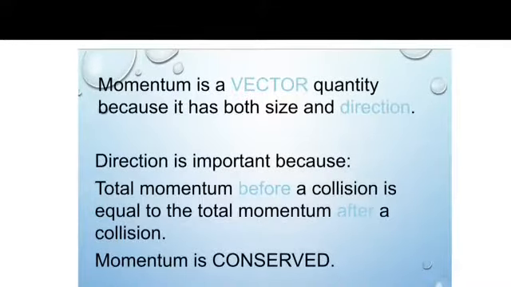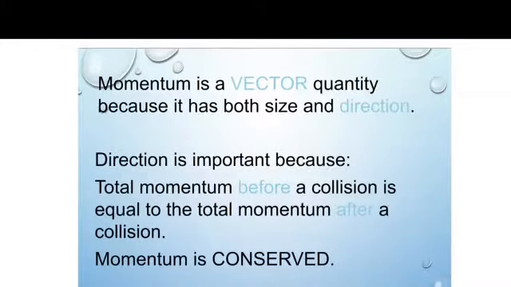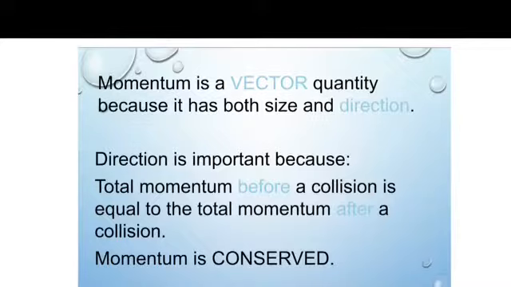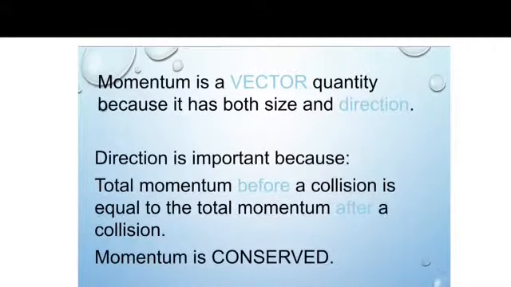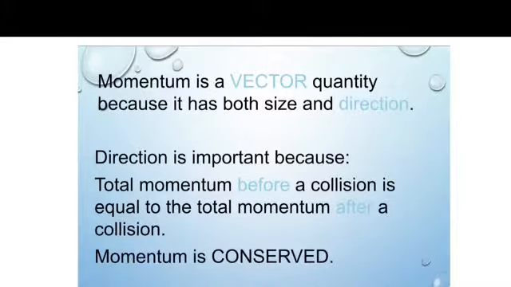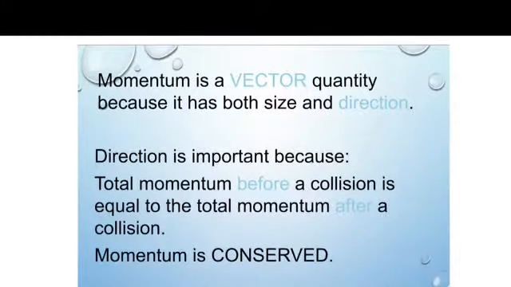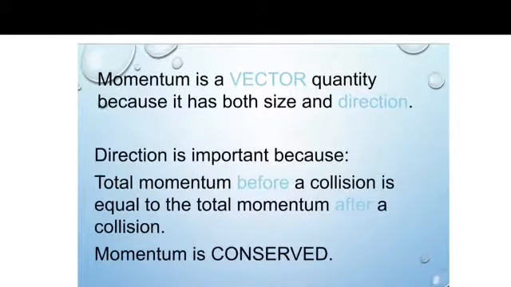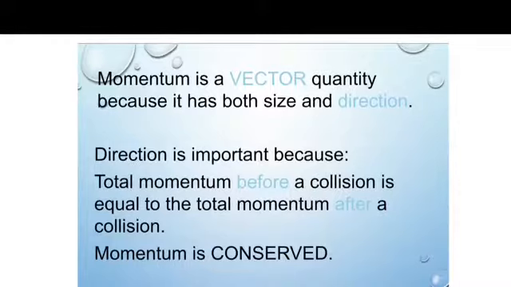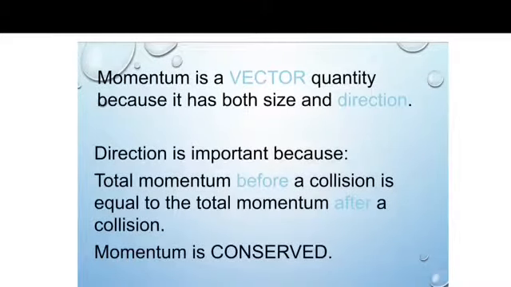Momentum is conserved. By this I mean that when two objects collide, their total momentum remains constant, as long as there's no external forces acting. So, the total momentum of a vehicle that crashes into a crash barrier is equal to the total momentum of the barrier and the car together after the collision. The barrier moves, folds and bends along with the vehicle.